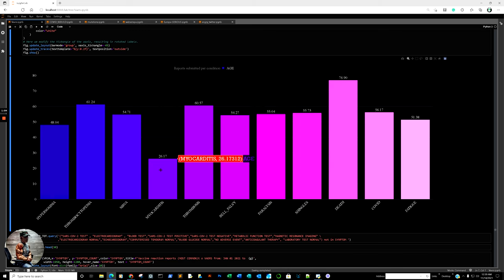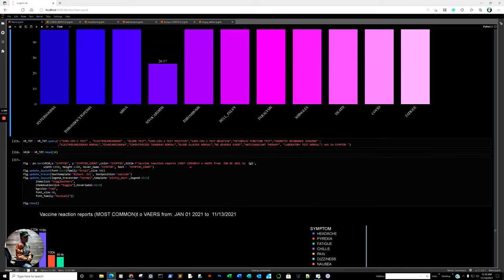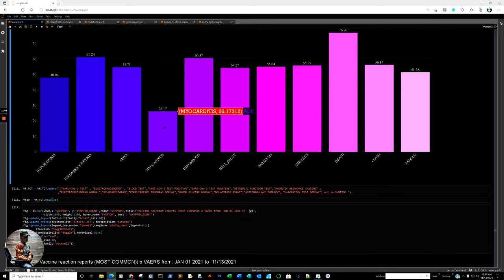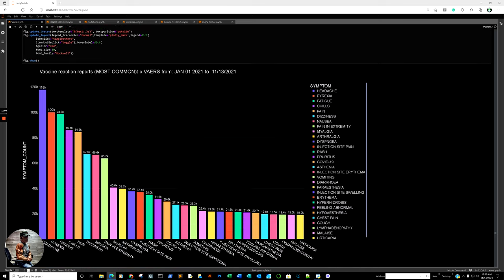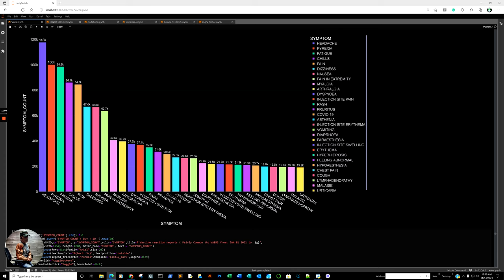Now the question they have is, is myocarditis just as high in those infected with COVID on its own, or higher? But that's not holding weight as of yet. So I'm just trying to say it looks like a red flag. All right, to proceed. Most common symptoms in vaccine adverse event reports. You look at headache, paresthesia, fatigue, chills, pain, dizziness, nausea. These are the most common. Now, keep in mind, too, one person may have multiple symptoms.